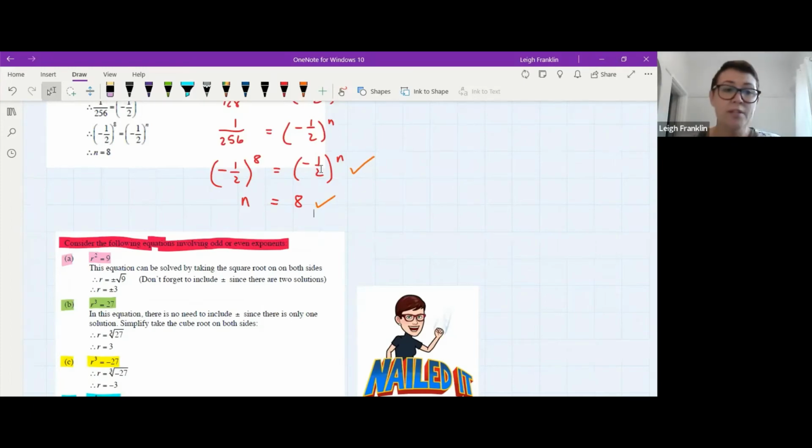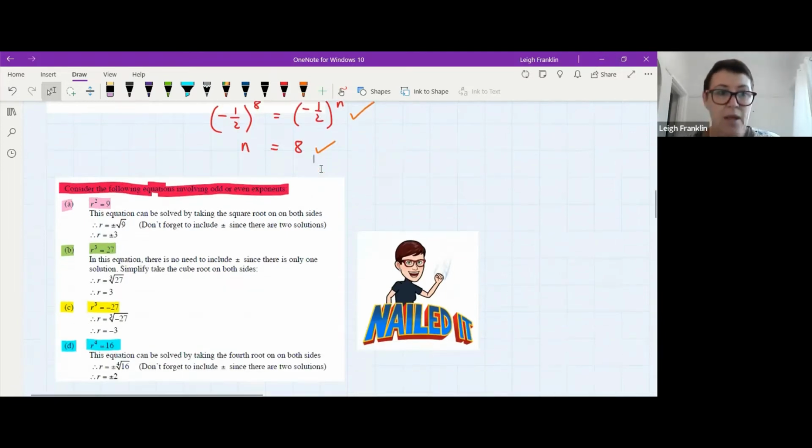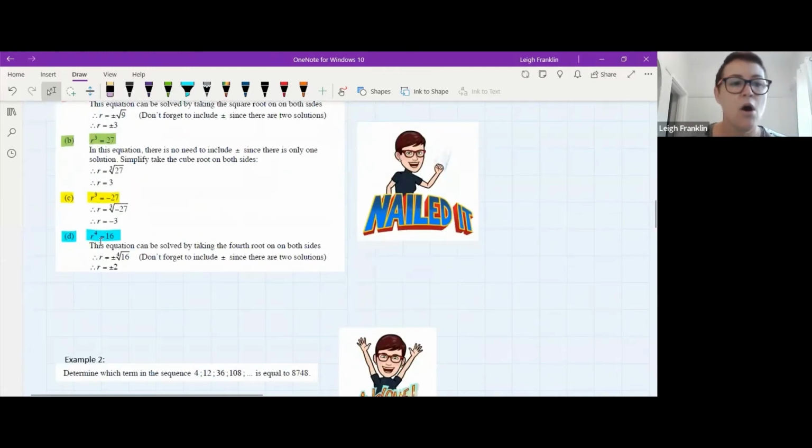Some other stuff that we need to know when we are solving equations with odd or even exponents. If you have r squared, so you've got an even exponent, don't forget your answer can be plus or minus. Now, that doesn't just apply to r squared. It applies to any exponent that is an even number. So if you have a look down here in example D, r to the power of 4 equals 16, okay? Again, I mustn't forget the plus minus. All right, so that's something where we often get caught out.